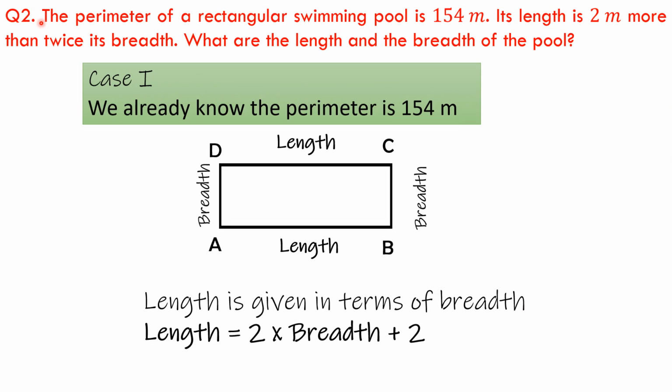Question number 2. The perimeter of a rectangular swimming pool is 154 meter. Its length is 2 meter more than twice its breadth. What are the length and the breadth of the pool?